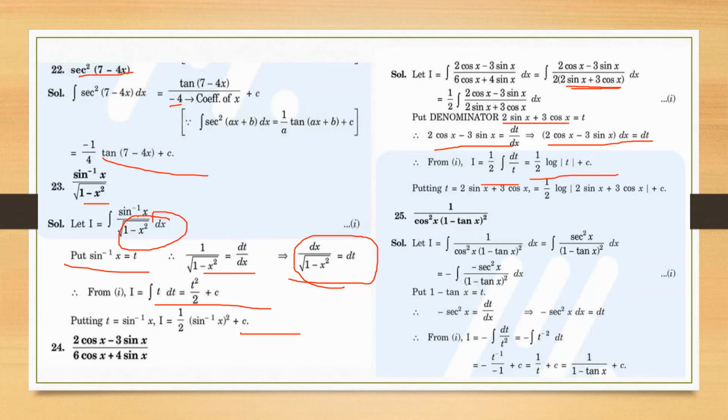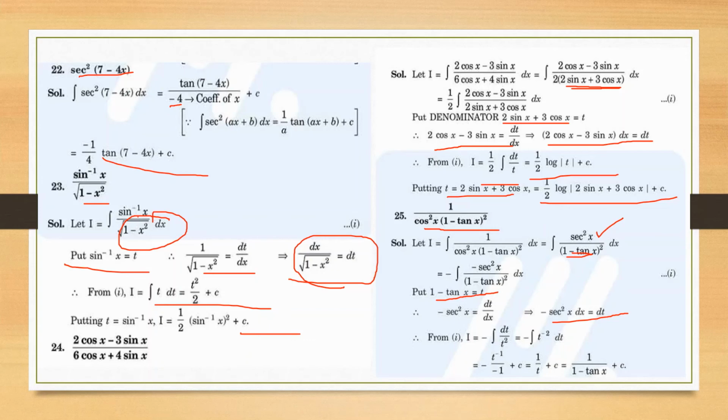Number 25 is 1 upon cos square x into (1 minus tan x) whole square. So change 1 upon cos square to sec square x, and put 1 minus tan x equal to t. You will get minus sec square x dx equal to dt. So you can put sec square x dx as minus dt, so it becomes minus dt upon t square.